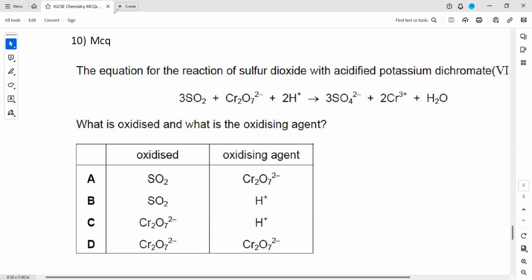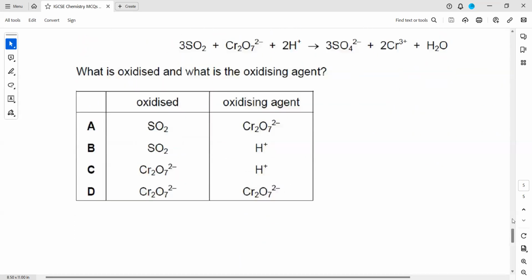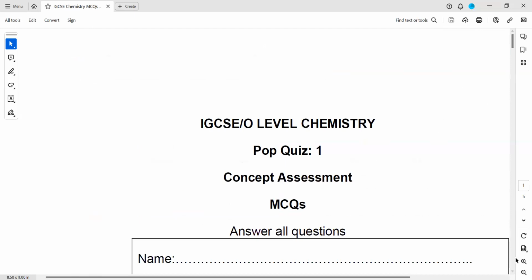Is this one clear? Anyone having a doubt or a question? This was the pop quiz, in which all the questions were MCQs.